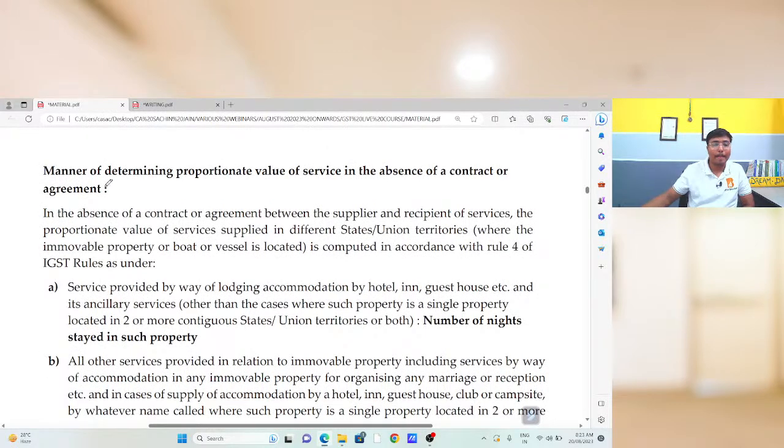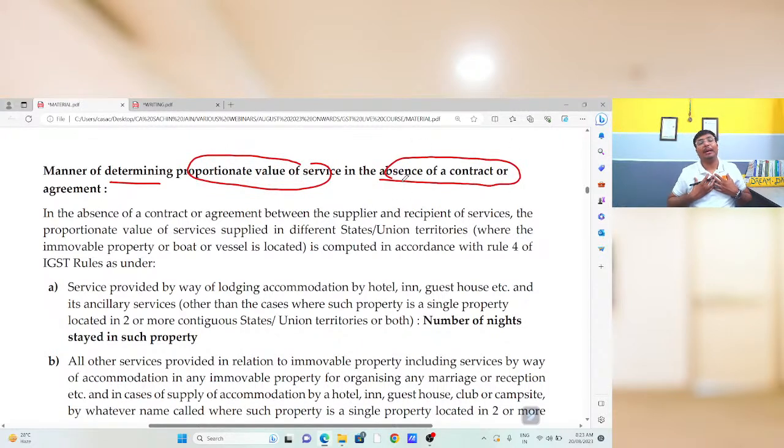Now, the manner of determining the proportionate value of services whenever there is no contract. Suppose I'm going to take certain sessions at various locations, and I need certain banquet halls, taking the halls from Maharashtra, Gujarat, Tamil Nadu, all these states. In that case, how are we going to decide? First situation is that if we have a mutual contract, then on the basis of the terms of that mutual contract, we are going to decide.